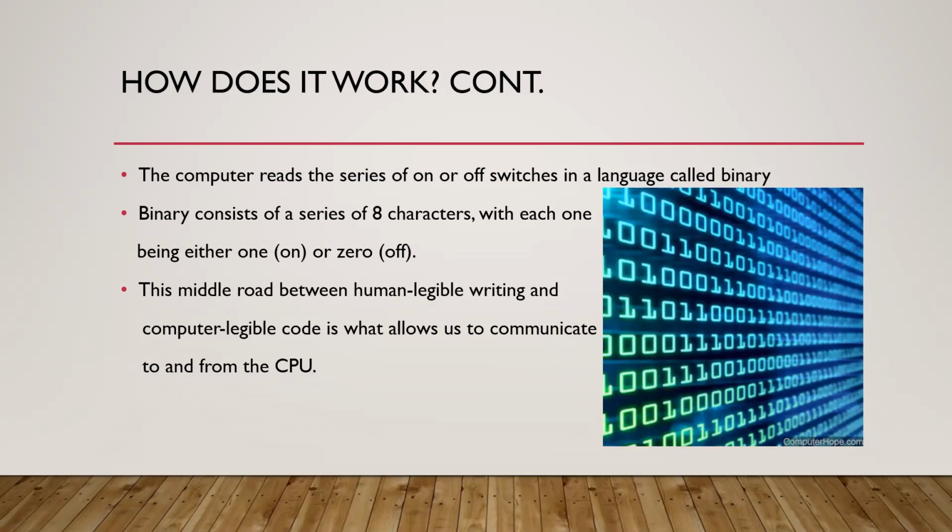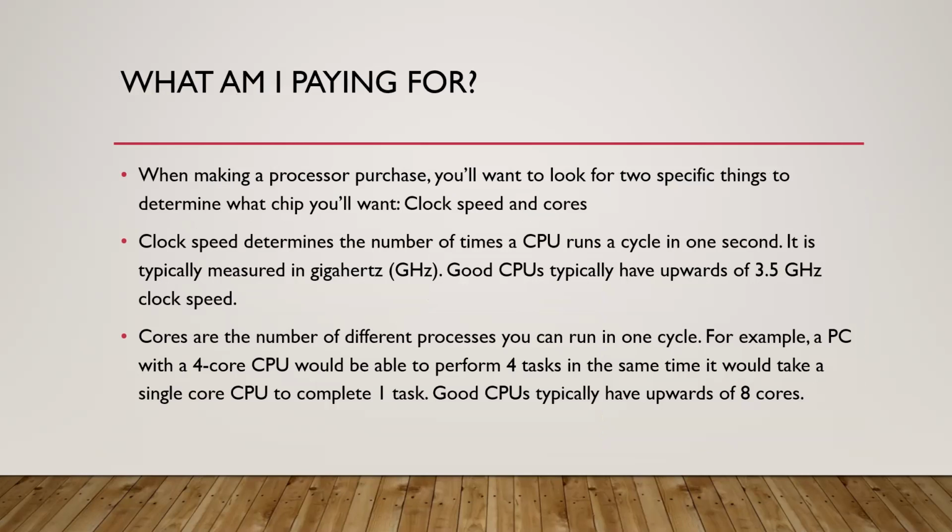Binary consists of a series of 8 characters, with each one being either 1 for on or 0 for off. This middle road between human legible writing and computer legible code is what allows us to communicate to and from the CPU. So now that we know what it does and how it does it, let's talk about what you want to look for when you're making a processor purchase.